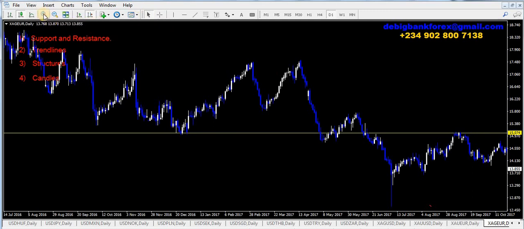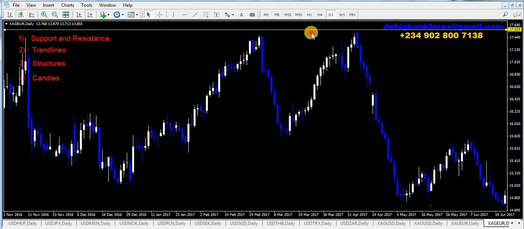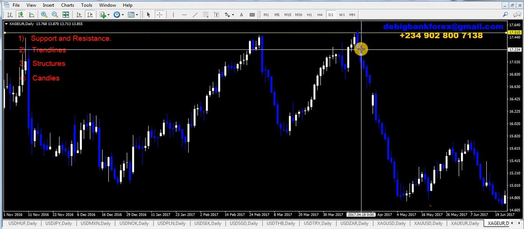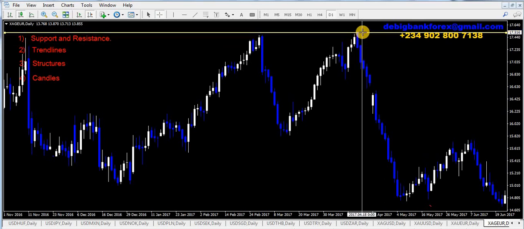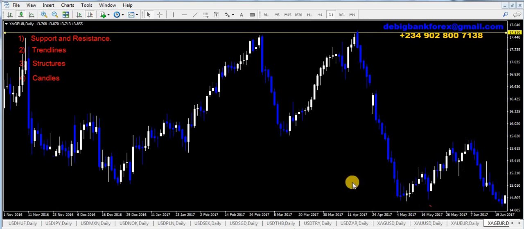You can see here, when the market was at this level, what did the market do? The market gave us a bearish engulfing candle. This is an example of a bearish engulfing candle. When the market gave us a bearish engulfing candle, what happened? The market went down.